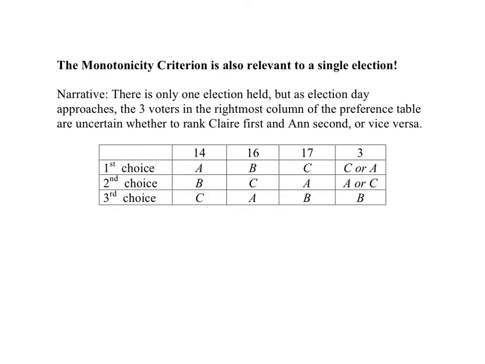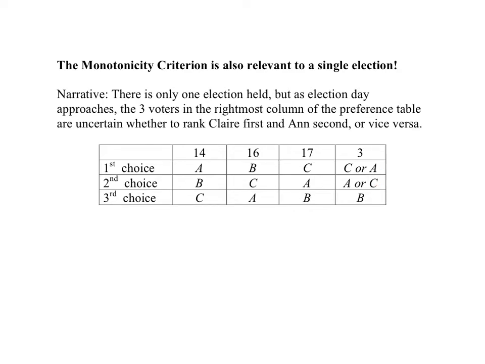Does the monotonicity criterion only tell us about scenarios where there is an initial election followed by a second election, a re-vote? Well, that's the way we've set it up. That is the narrative that we have used to explain it. But in fact, there's a way of thinking about it so that it is relevant even to a single election. So here's the single election narrative. We hold just one election, but as election day approaches, the three voters in that rightmost column of the preference table are uncertain whether they're going to rank Claire first and Anne second, or Anne first and Claire second.